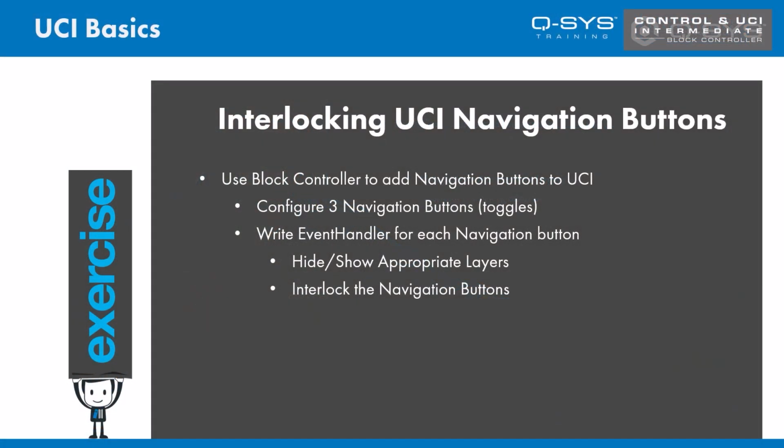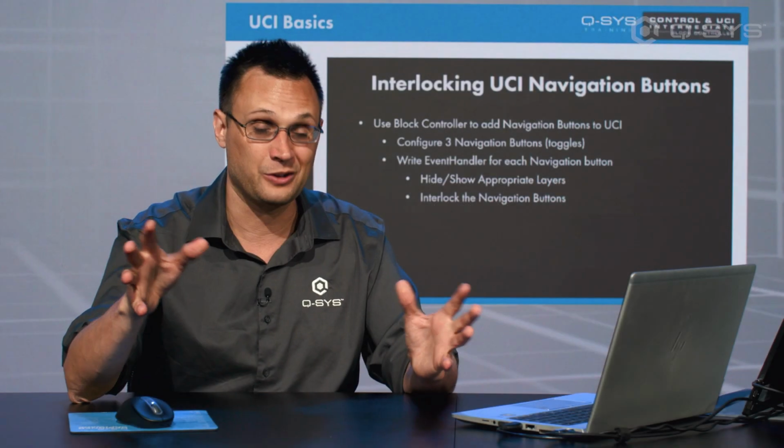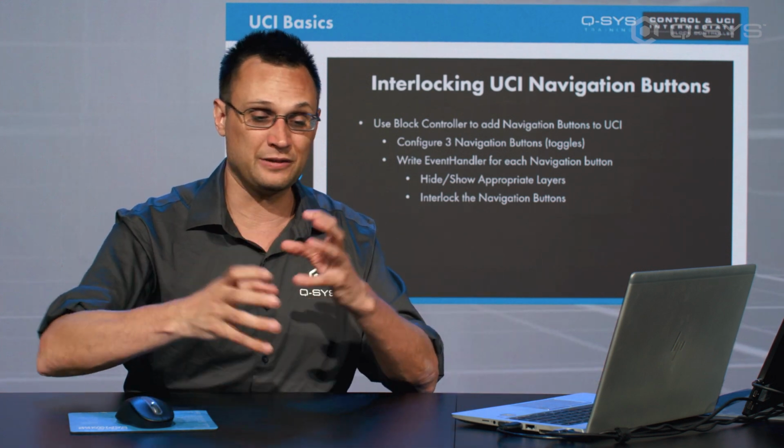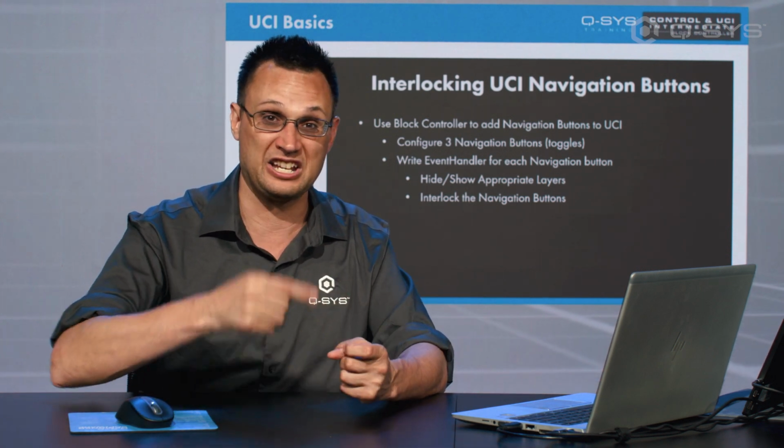We've got to add these three navigation buttons to our UCI. So we're going to configure three navigation buttons. These are going to be toggle buttons because they can either be on or off, and they want to remain in that state when they toggle. We're going to write an event handler for each navigation button. That's a brand new word, an event handler. Well, it shouldn't be brand new. You took 101. The event handler is the bit of script that happens whenever the button is pressed.